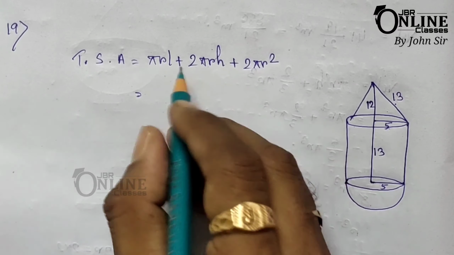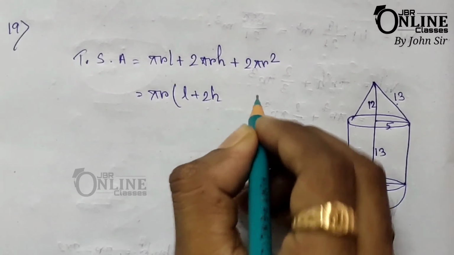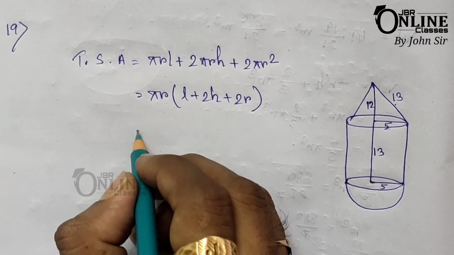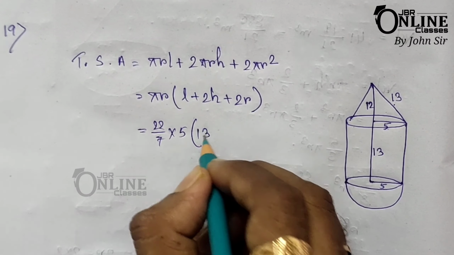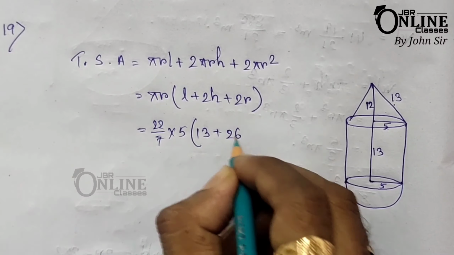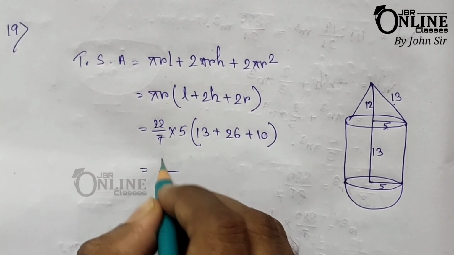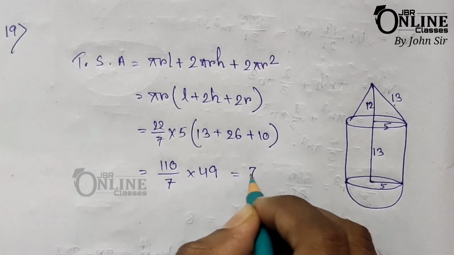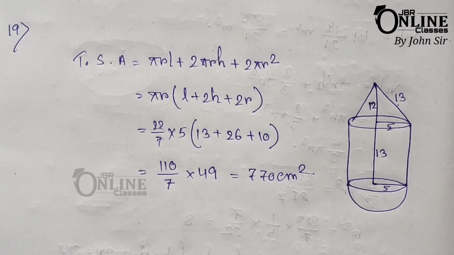Okay, so here pi r will be common, then l plus 2h plus 2r. So pi means 22 by 7, r means 5, l means 13, then 2 into h, that means 2 into 13, so 26, and then 2 into r, that becomes 10. So finally 110 by 7 into 49, and that becomes 770 centimeter square as the answer.